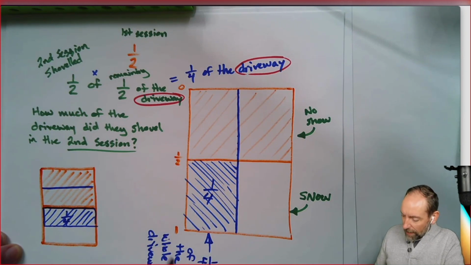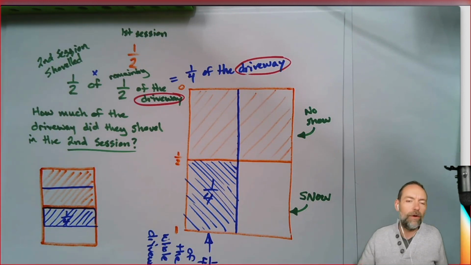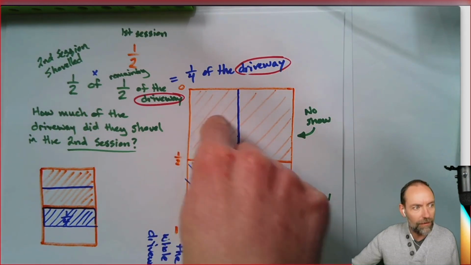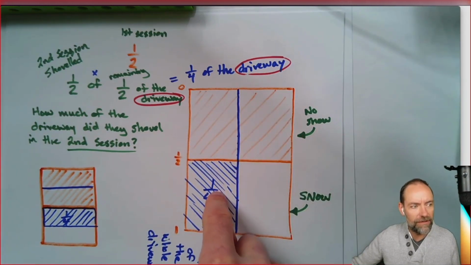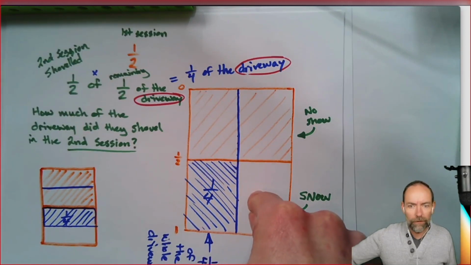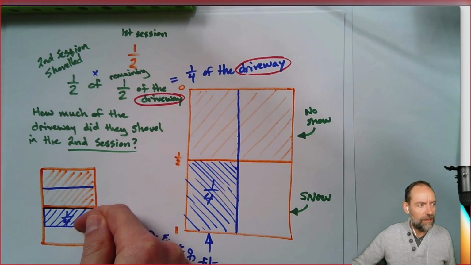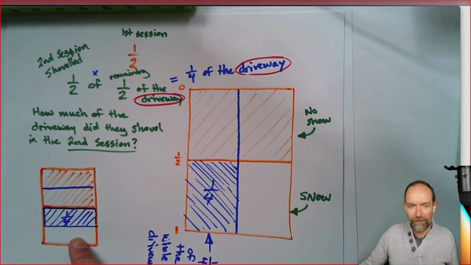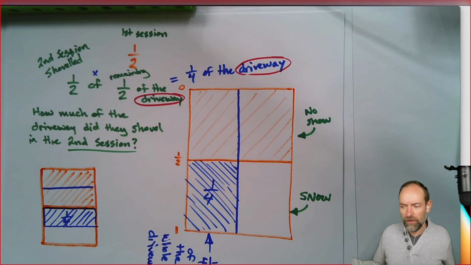If I want to think of, now I can look and I can answer questions like, well, wait a second, how much of the whole driveway have we shoveled in total? Well, I can see 1/4, 2/4, 3/4. How much of the driveway is left to shovel? 1/4. I look over here, same result. 3/4 of the driveway has been shoveled. 1/4 is left over. Rock and roll.